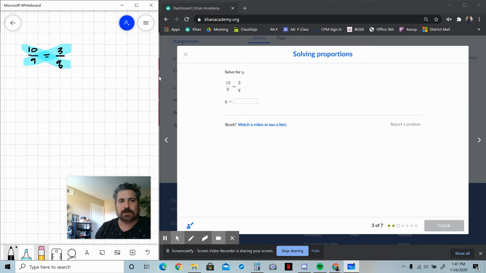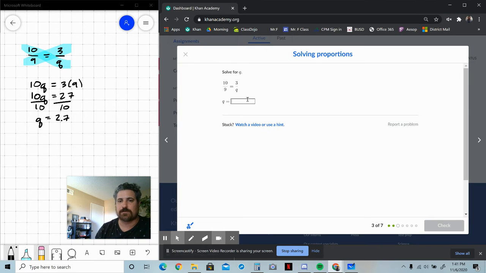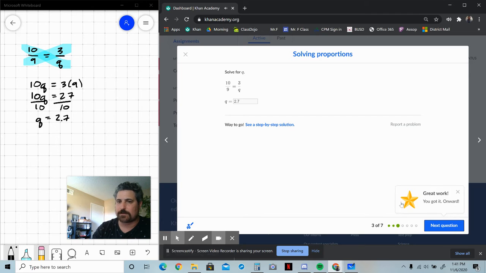The cross product is going to be 10q is equal to 3 times 9. There's no compatibility here in terms of numbers that I'm working with, so I'm just going to say that 10q is equal to 27. Then divide by 10 on both sides, and you get your answer. So q will be equal to 2.7, because when you divide by 10, you just move the decimal one place to the left. So there's your answer. Let's do the next one.